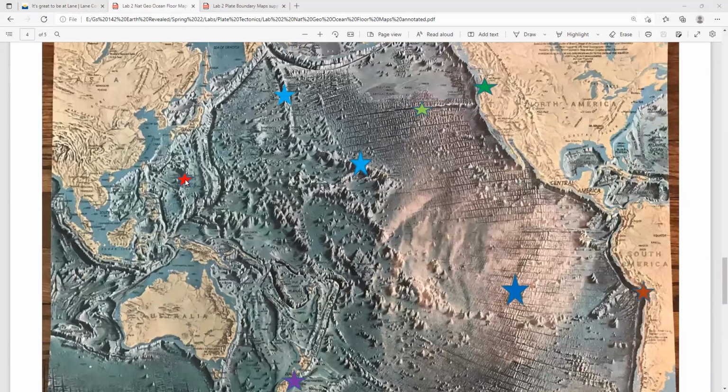There it is right there. Here's Japan. Here is the Philippines. Here's the island of Borneo. There's Java and Sumatra again. Papua New Guinea.